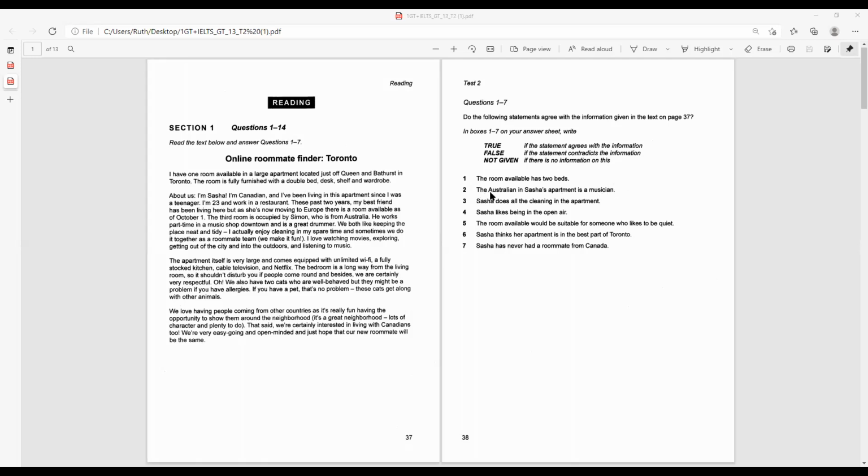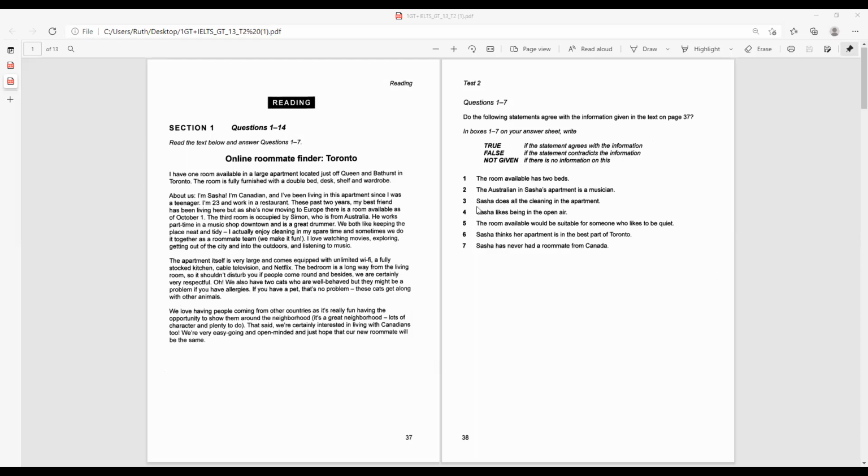What about the second one? Can someone tell me what are the keywords here? The Australian musician. Yeah, musician. So there's nothing much to look for synonyms here other than musician could be someone who's some kind of a music player or something like that. So what's the answer for this? Is it true or false? True. Yes, so the answer is true, and the answer is given where? In the second paragraph, right here.